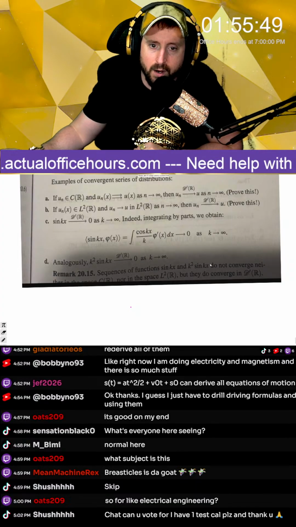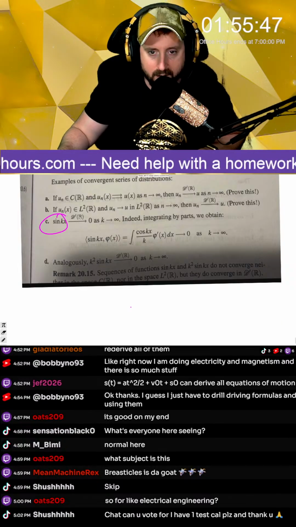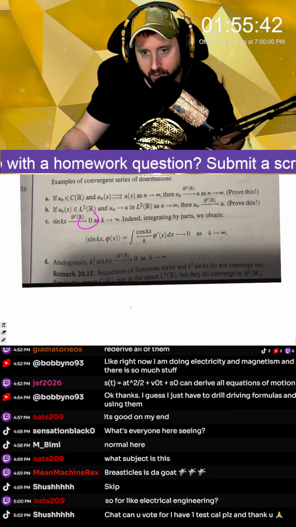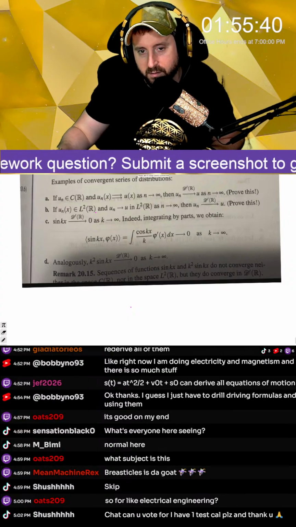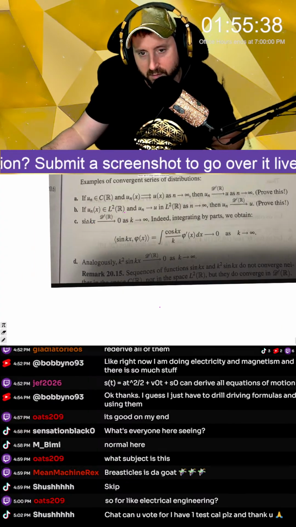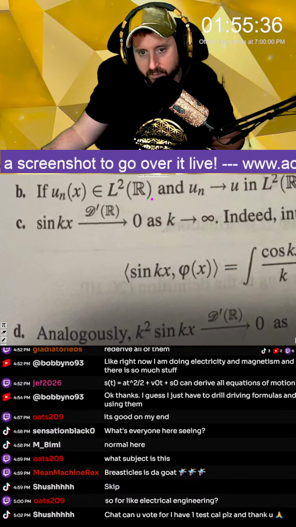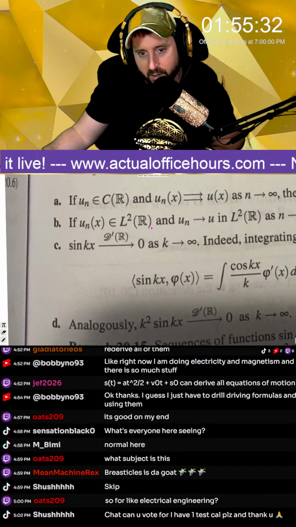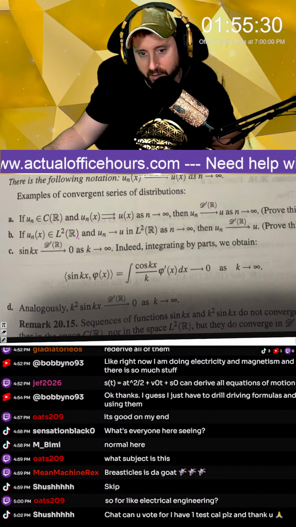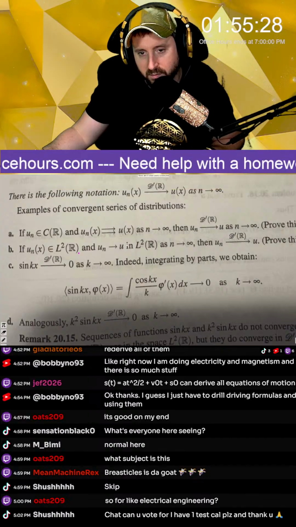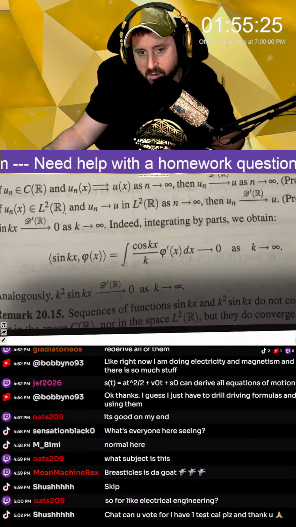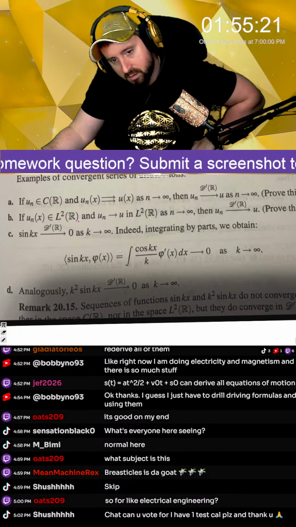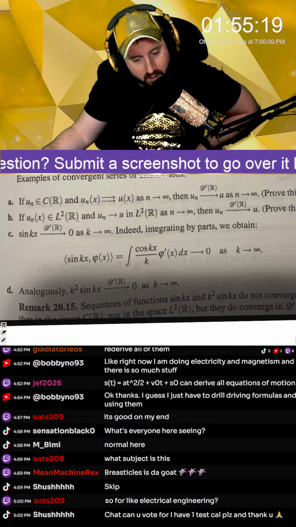All right. Sine kx, when you act the derivative operator on it, gives you 0 as k goes to infinity. No, that's not the derivative operator. That's saying in the distribution space D prime, that goes to 0 as k goes to infinity. At the beginning of the chapter, they define D prime of R as a distribution space of the real numbers. Okay.